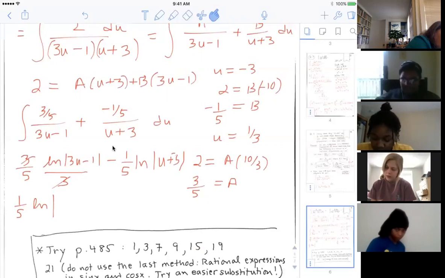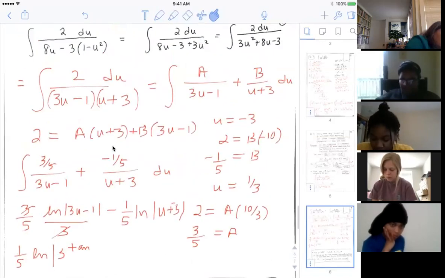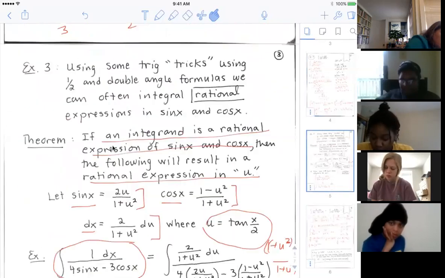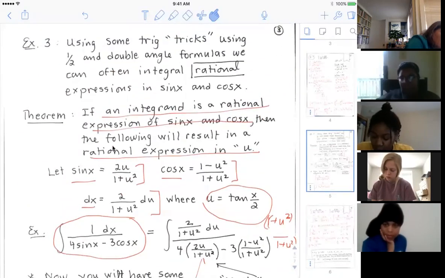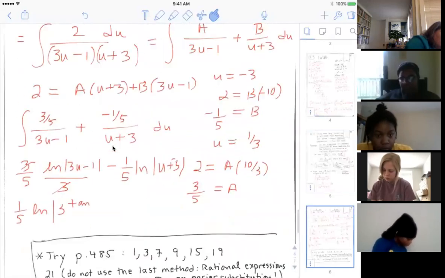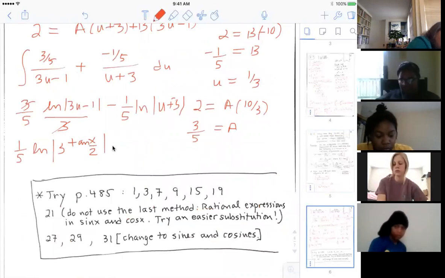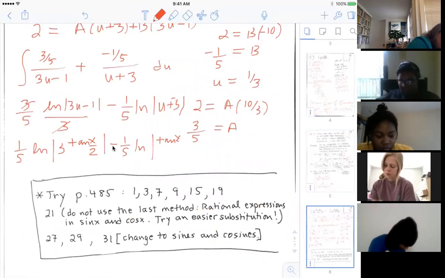You don't really know why this is true, but this assumes that u is tangent x over 2. I'm going to go back and show you where I said that. In the theorem up here, it's tangent, where u is tangent x over 2. So that's what I'm going to put back in. Tangent x over 2 minus 1/5 log of tangent x over 2.